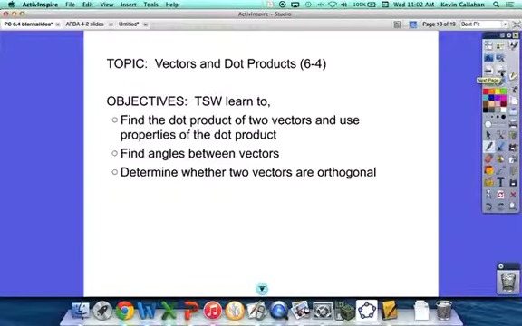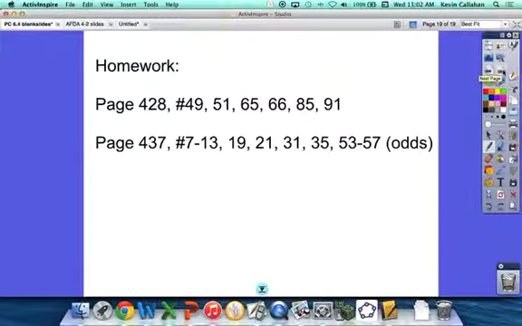So let's see. We found the dot product. We know how to find the angle between vectors, and we know how to determine whether they're orthogonal. Plus, there's some added problems which are going back and doing from the homework we did last night. And you got more than a half hour. So even though it's a lot of problems, you can get them done.